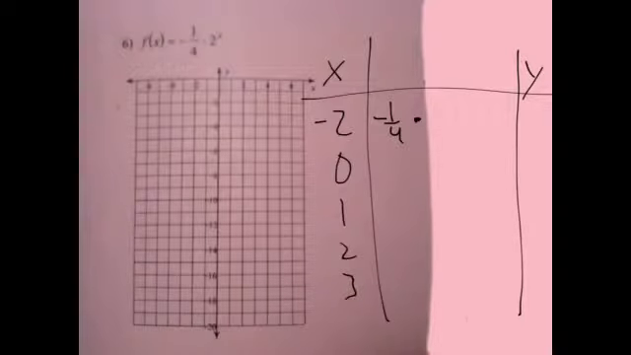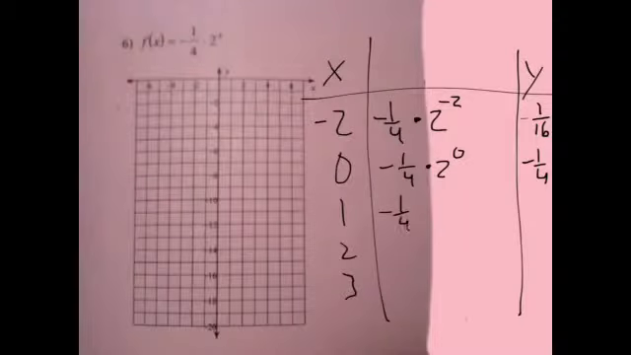So I have to do negative 1/4 times 2 to the negative second power. Well, 2 to the negative second is 1/4, as in 1 over 2 squared. And so I got negative 1/4 times 1/4, so it's going to be negative 1/16. Really small there. Negative 1/4 times 2 to the 0th power. 2 to the 0 is just 1, so this one's just going to be negative 1/4.